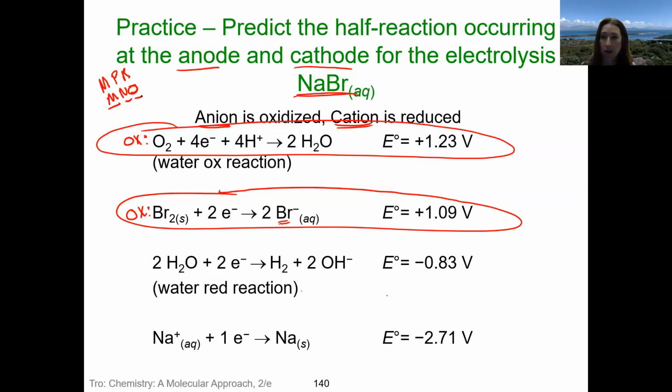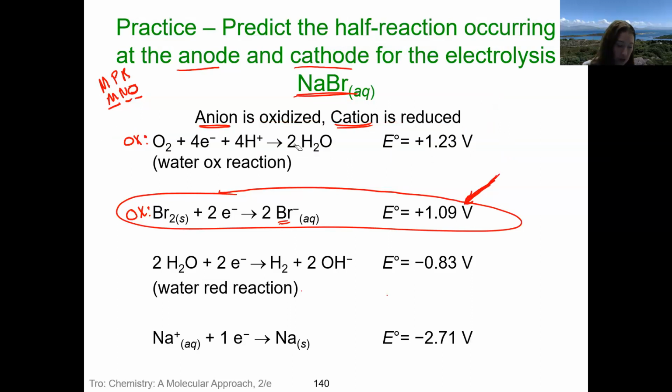More negative is oxidized, right? So which one is more negative here? Either plus 0.123 or plus 1.09. This one is more negative, so this will be our oxidation reaction. So we will not be using this reaction.